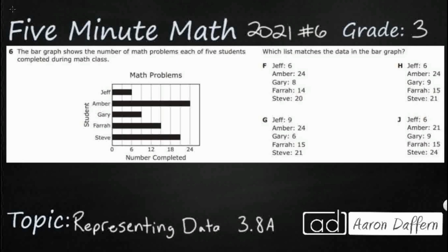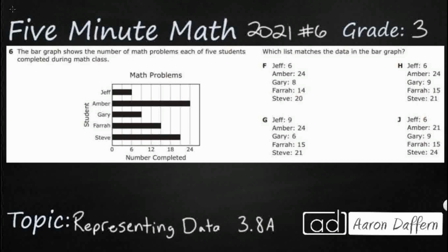Today we are looking at the third grade concept of representing data. This is standard 3.8a in the great state of Texas, and we are using item number 6 off the 2021 released STAAR test. If you have not done so already, please go ahead and take a moment to pause the video, work this problem out on your own, unpause it, and then we will look at our answers together.